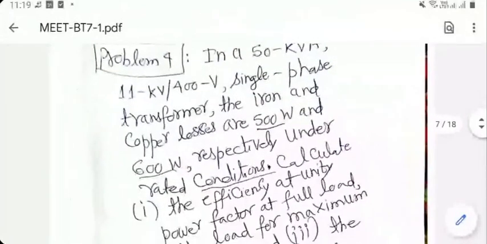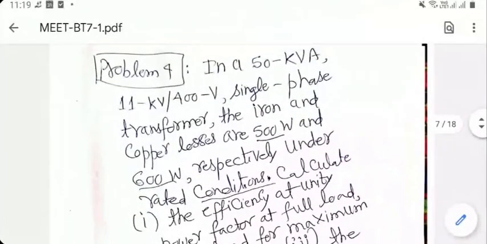In a 50 kVA, 11 kilovolt, 400 volt single phase transformer, this is the nameplate information. kVA is given, primary voltage is 11 kilovolt, the rated voltage. It doesn't have to be 11 kilovolt all the time. I want you to be aware of that.